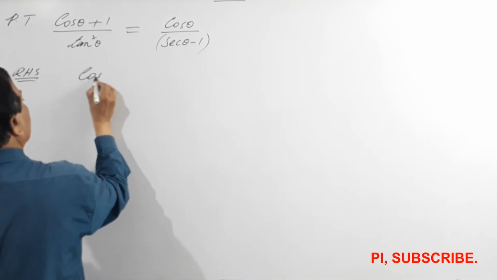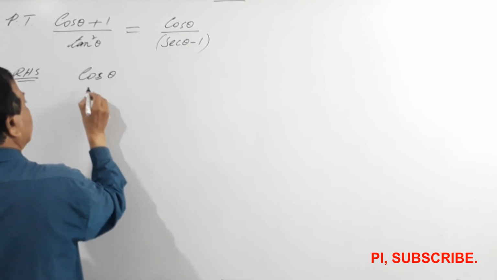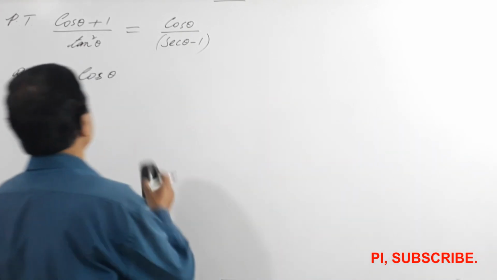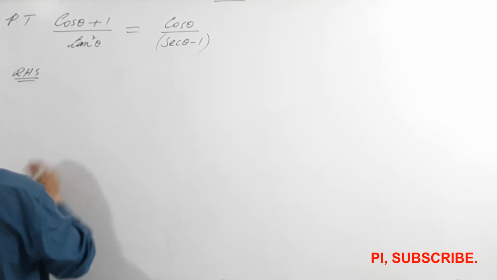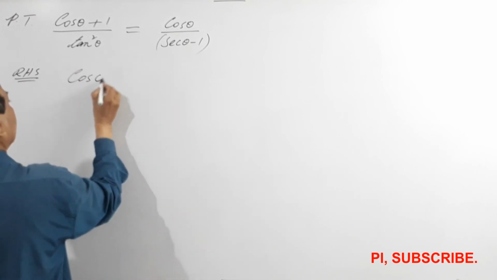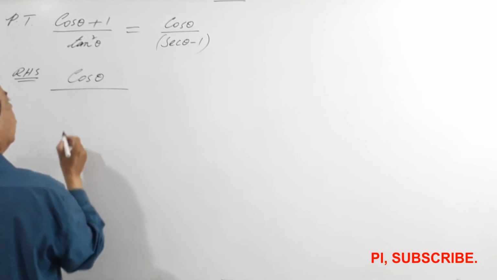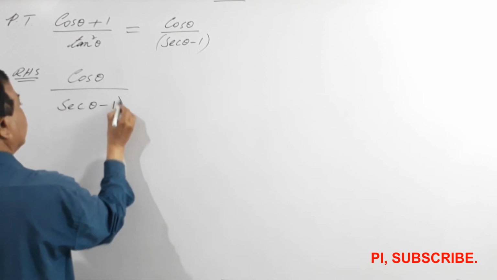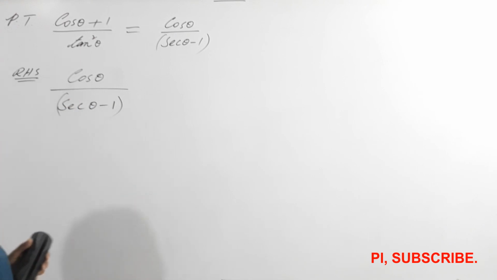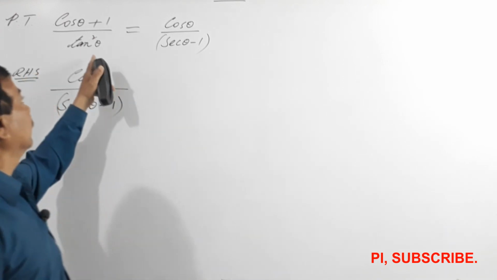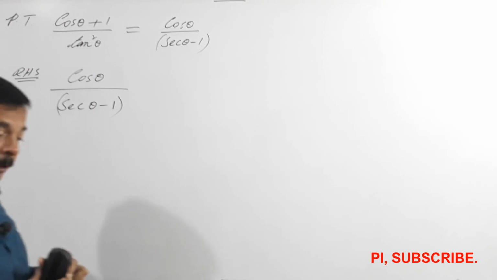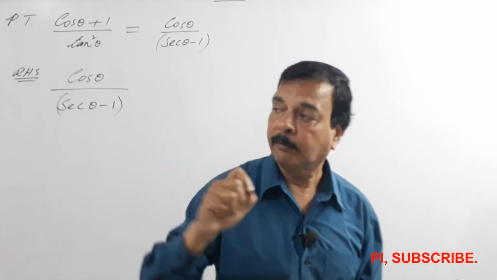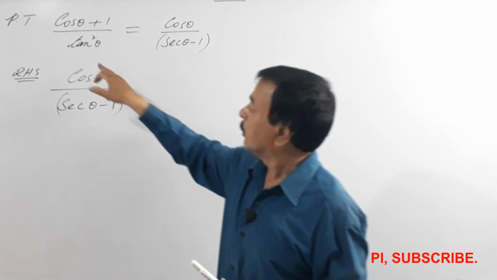What is in the RHS? That is cos theta divided by secant theta minus 1. So what do we need here? Tan square theta. See how to track and how to get a hint from the problem. We have already been given tan.